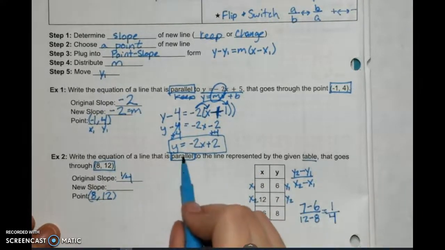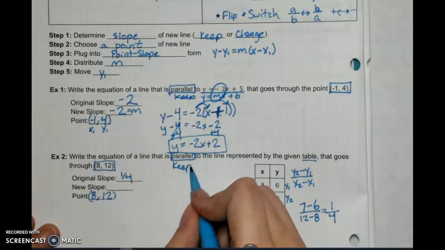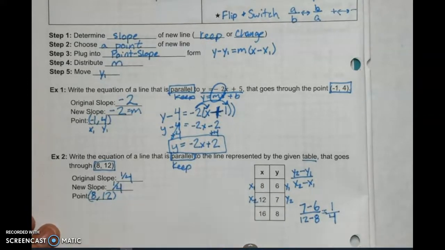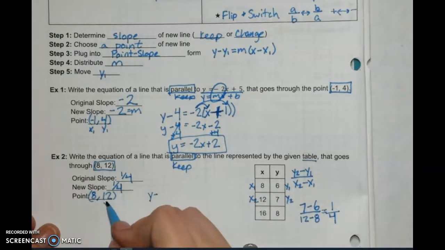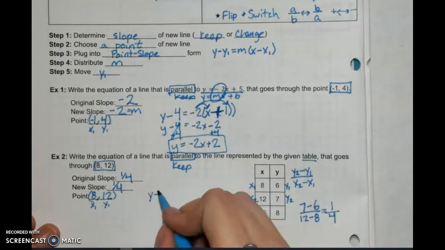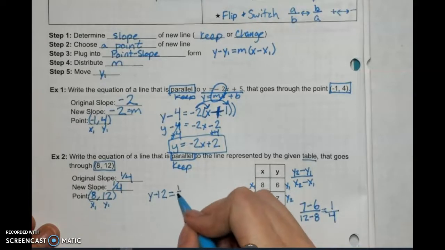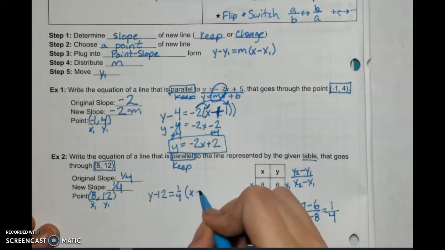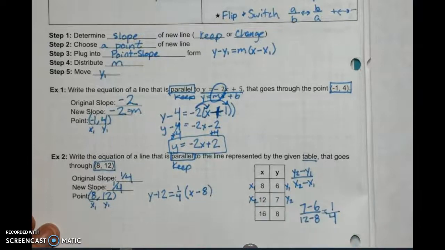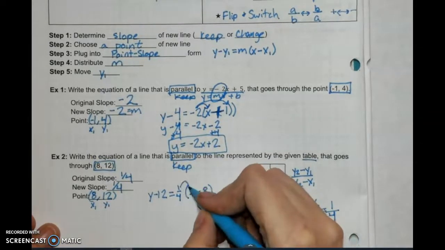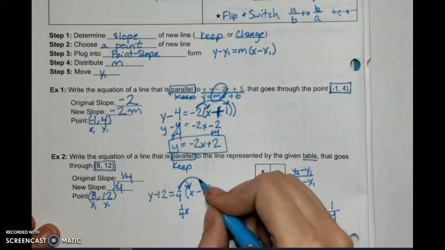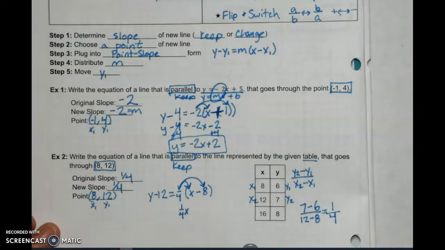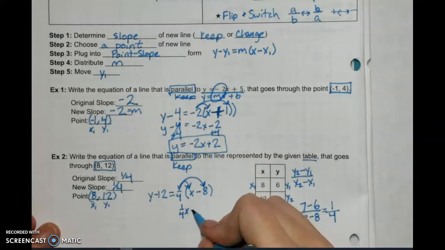Now I need to look back. This is parallel, so I am going to keep it, so it's also my new slope. I'm going to plug these into the equation. y minus y1, which is 12, equals 1/4 times (x minus 8). 1/4 times x, 1/4 x, 1/4 times negative 8. It's the same as negative 8 divided by 4, which is negative 2.